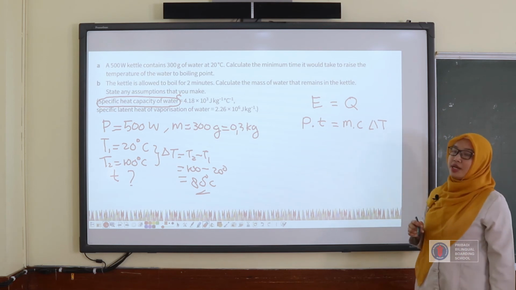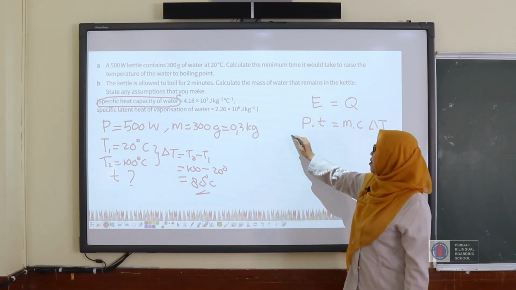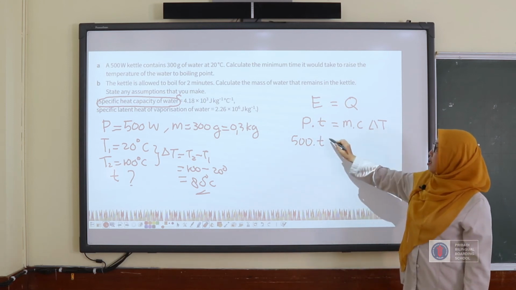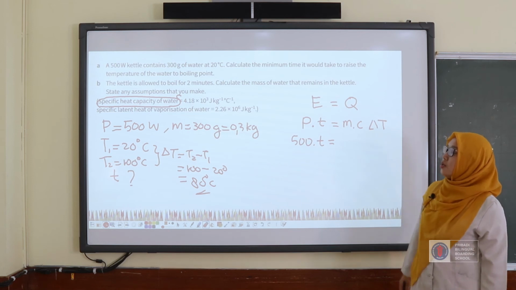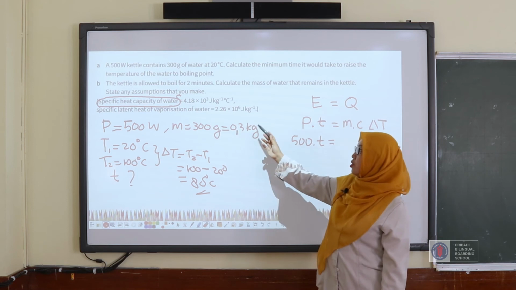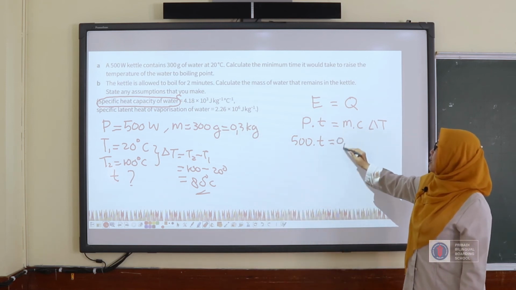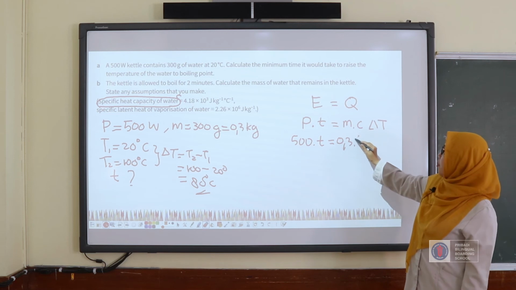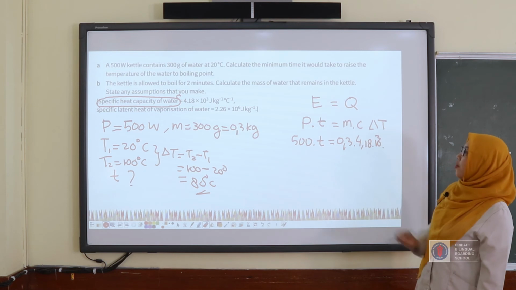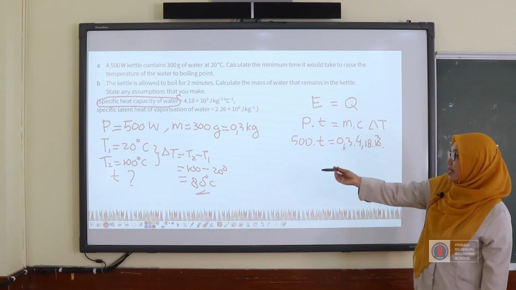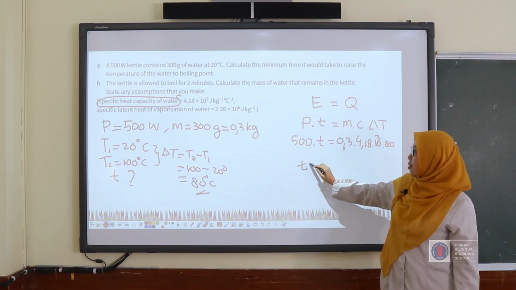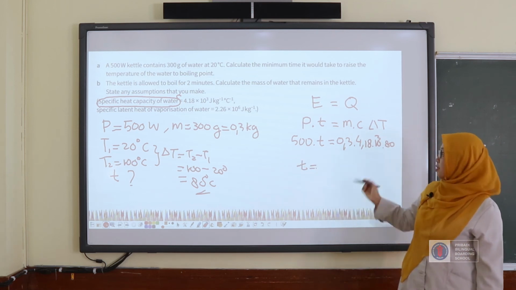Remember that the lowercase letter t is for the time, while the capital T or uppercase letter of T is for the temperature. The power given equals to 500, and t we can write it as t. And then for the mass, don't forget to convert the mass into kilogram. Here, 300 gram equals to 0.3 kilogram. And then for c is 4.18 times 10 to the power of 3, while for the change in temperature or delta T is 80 degrees. Okay, and we can find the time required by calculating all of this.